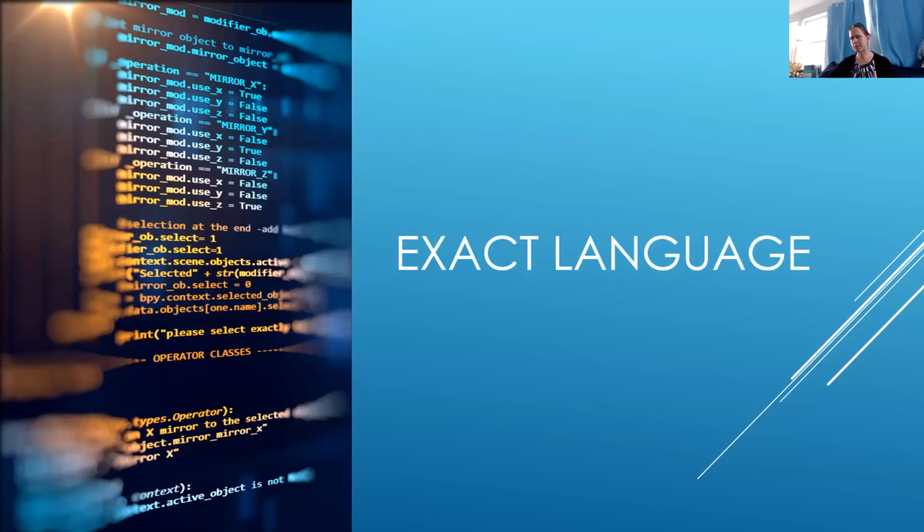So exact language, what do we mean by exact language? Exact language is where, as Mark Twain would say, you have the difference between the lightning bug and the lightning. And finding that exact right word is just like that. Which one's going to have a better impact? I would say the lightning. So when we're using exact language, you are actually striving for the lightning instead of the lightning bug.